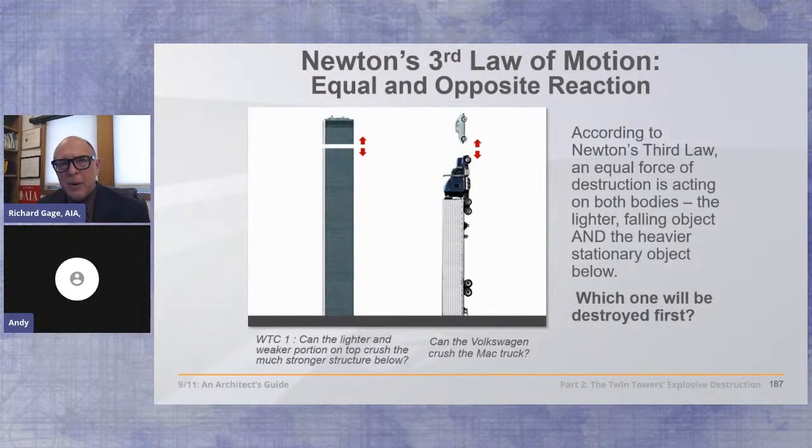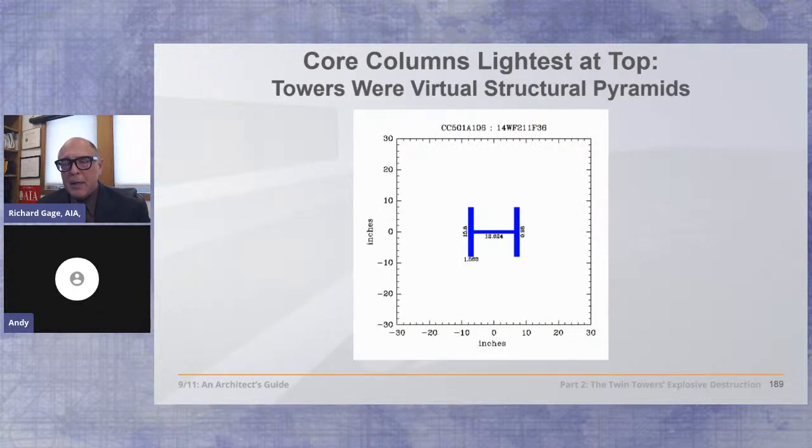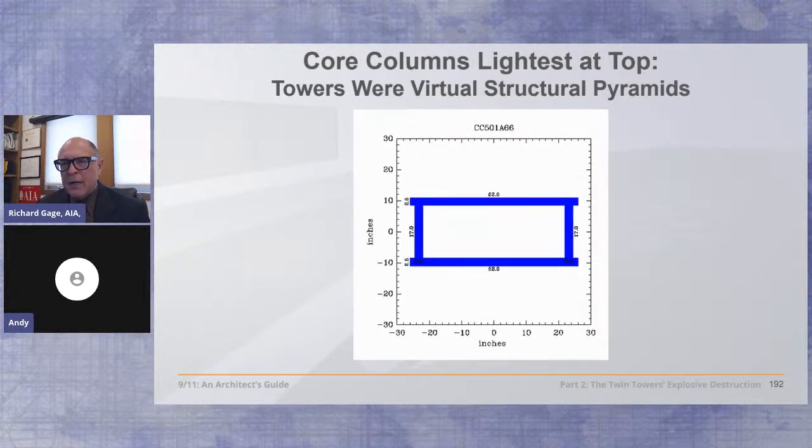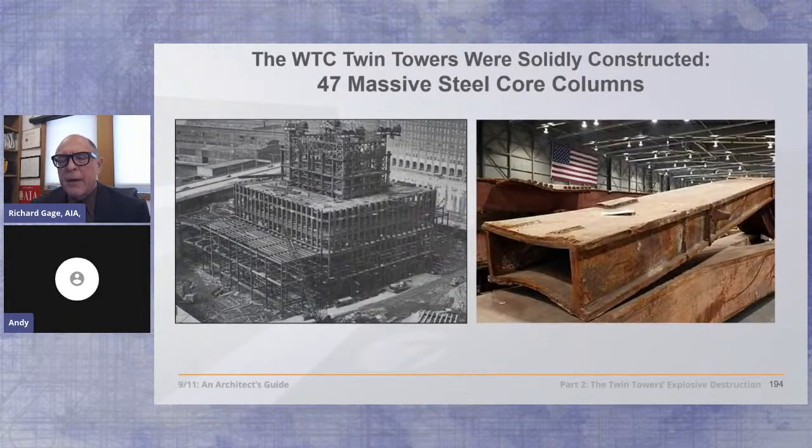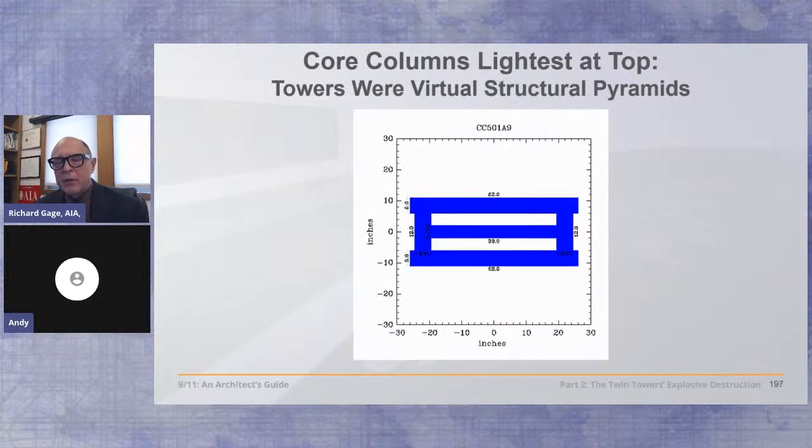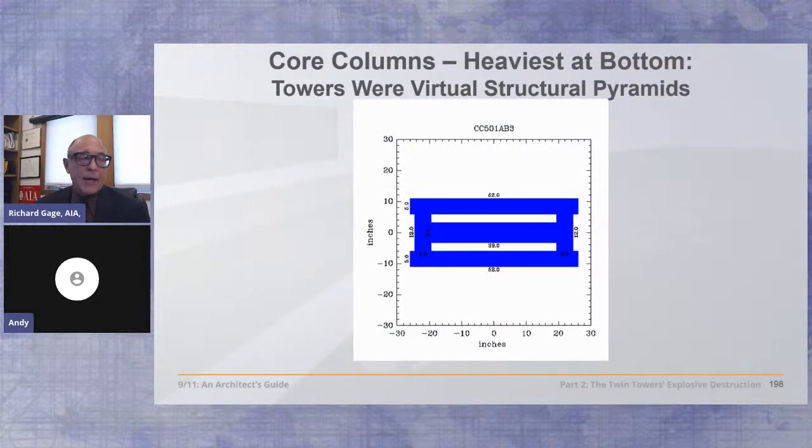No. The lightest part of a structure finds an equal and opposite destruction as it engages with the heavier mass. So it is the first to be destroyed. Remember, the lightest part of the structure is at the top. It's a virtual pyramid. As you go down, it gets heavier and heavier and heavier until halfway down, you have 16 by 52 inch, 2 inch thick beams, and then continuing heavier and heavier until you're almost solid steel at the base of the structure.